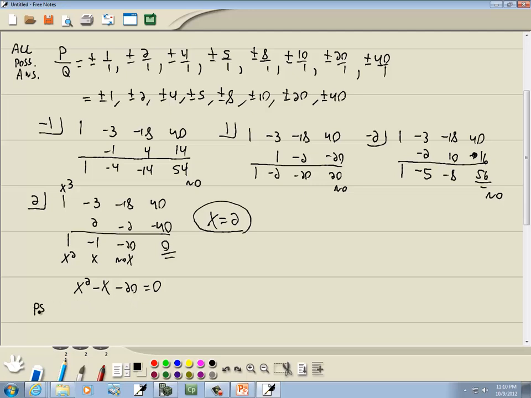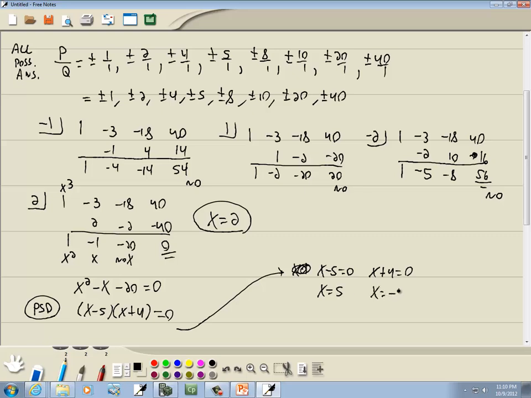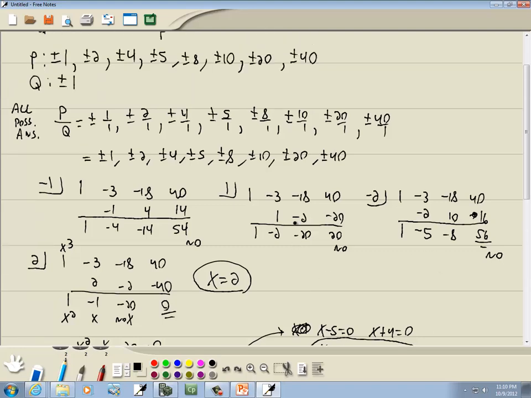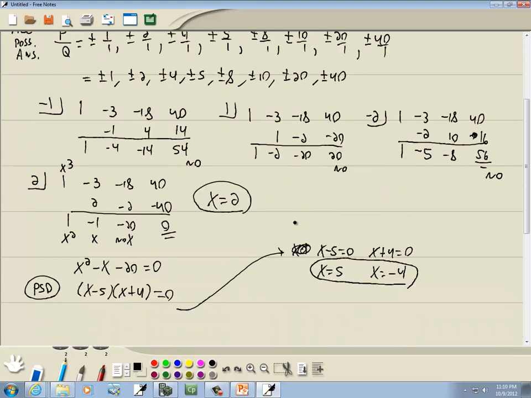Well, this factors using the PSD method. So this factors as x minus 5 times x plus 4 equal to 0. Set each factor equal to 0. So I got x minus 5 equal to 0 and x plus 4 is equal to 0. And you get 5 and you get negative 4. Now those are our 3 answers by the way, our largest power is x to the third, which means we have 3 answers, and we found 3.